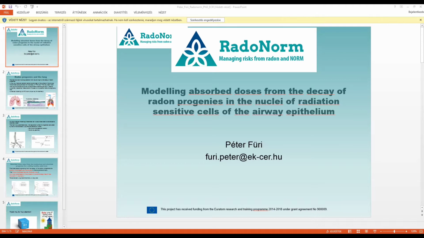So I'm making simulations with a personal computer and just calculating the doses. And how am I doing this? First, we have a particle deposition model. The stochastic lung deposition.